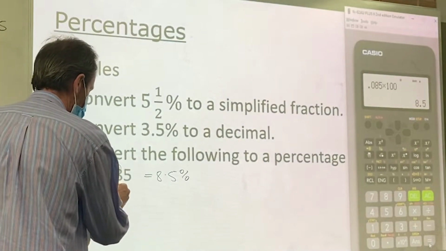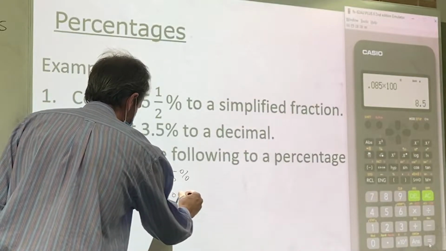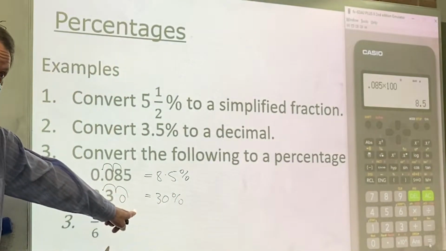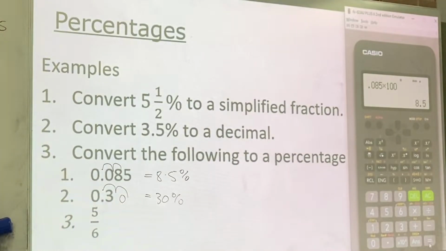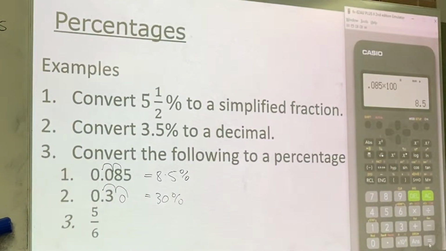I'm going to do the same thing here. I don't feel like going and typing it all in. That's 30%. Make sure you add the 0. You multiply by 100. Next, 5/6. Now, that's a tricky one. Some of us may know our fractions to decimals off the top of our head. But why don't we just make it easy?